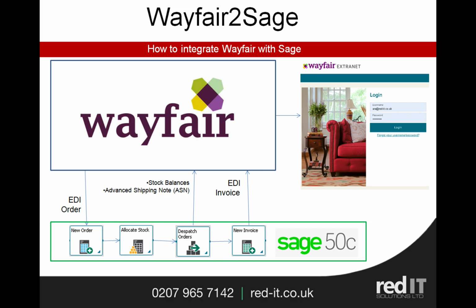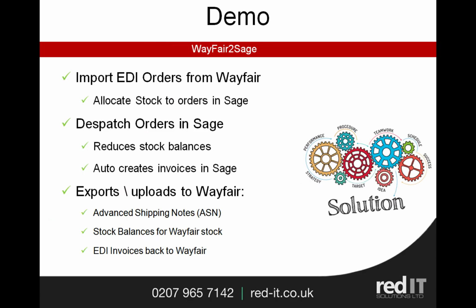Finally, having dispatched the order, the Sage system produces an invoice, and those invoices can then be sent back to the Wayfair system as EDI invoices. So let's have a look at this in action. The first thing I'm going to do is import some EDI orders, then allocate and dispatch them. Having done that, I will export the advanced shipping notes as well as the stock balances. And finally, I'll upload the EDI invoices back to Wayfair.